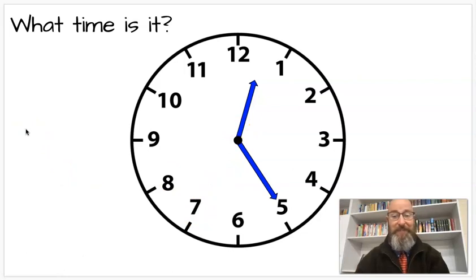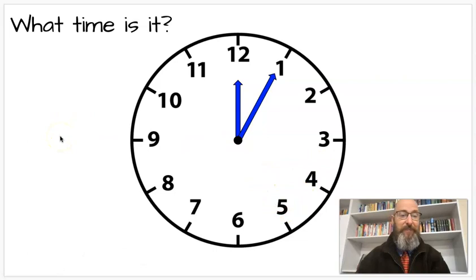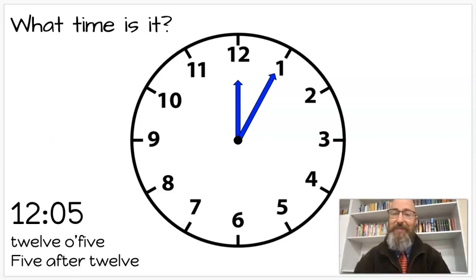What time is it? 12:25. 5, 10, 15, 20, 25. 12:25. Last one. What time is it? 12:05. Just one jump, 5. That is correct. I hope this helps, making it a little bit easier.